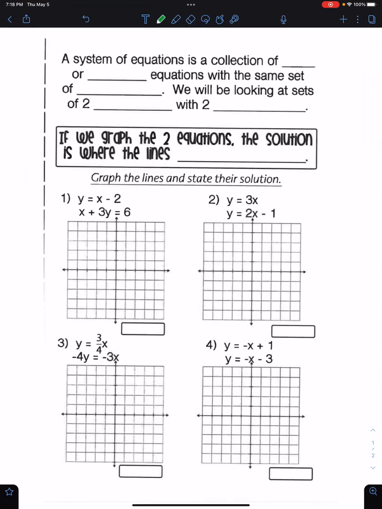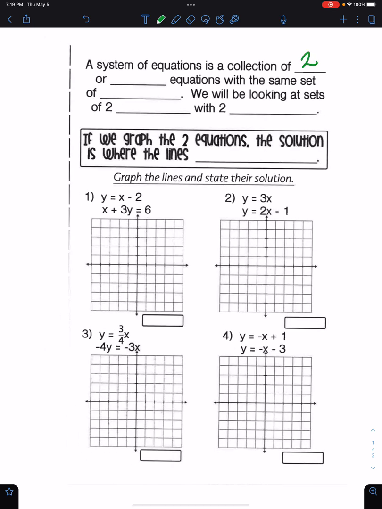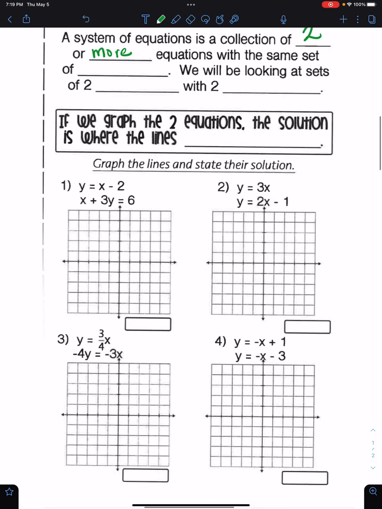Alrighty, today we're going to learn how to solve systems of equations by graphing. The good news is you already have every single skill you need to do these problems. A system of equations is a collection of two or more equations with the same set of variables. In our class, we're just going to be looking at sets of two equations with two variables.